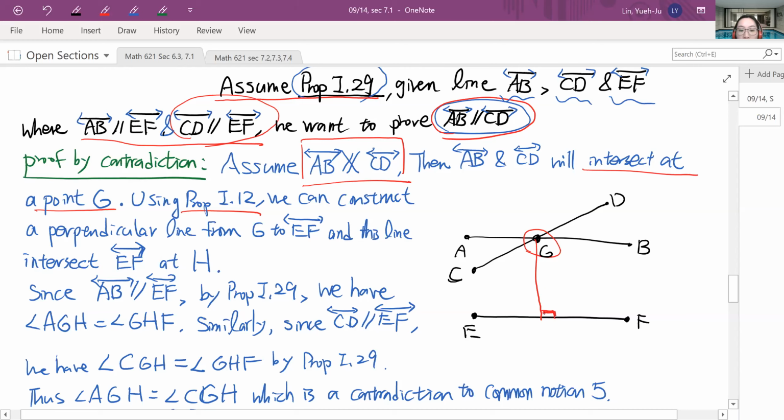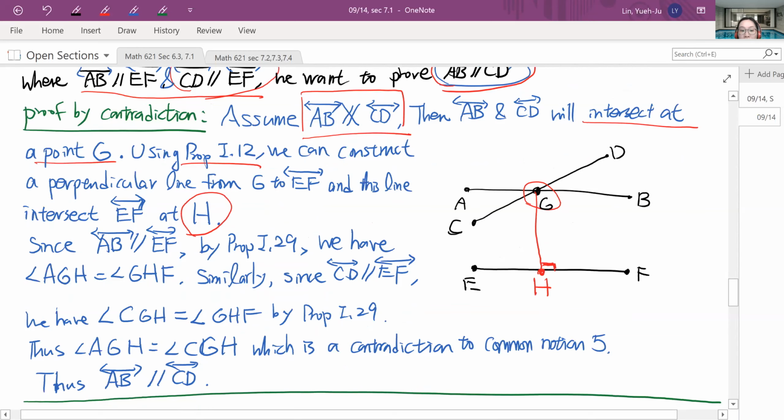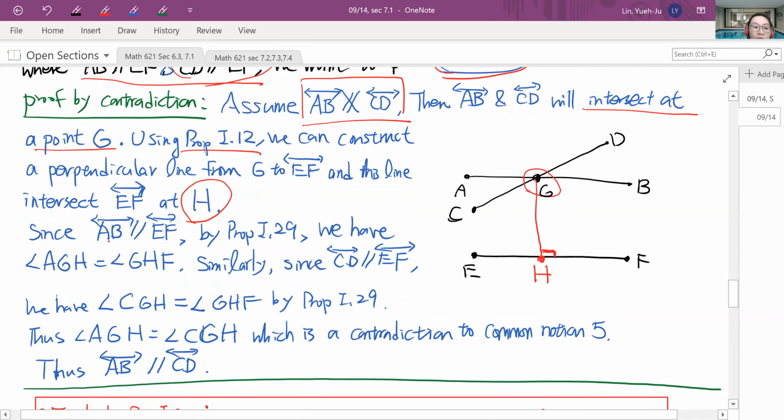Okay, and that's called the intersection at EF, this point, let me call it H, okay? So now let's see, from this picture, since AB is parallel to EF, this is given. Now this is where we use proposition 1.29, right? If you have two parallel lines, what happens? We're going to have angle AGH equal to GHF. So GHF is this, and AGH is this one.